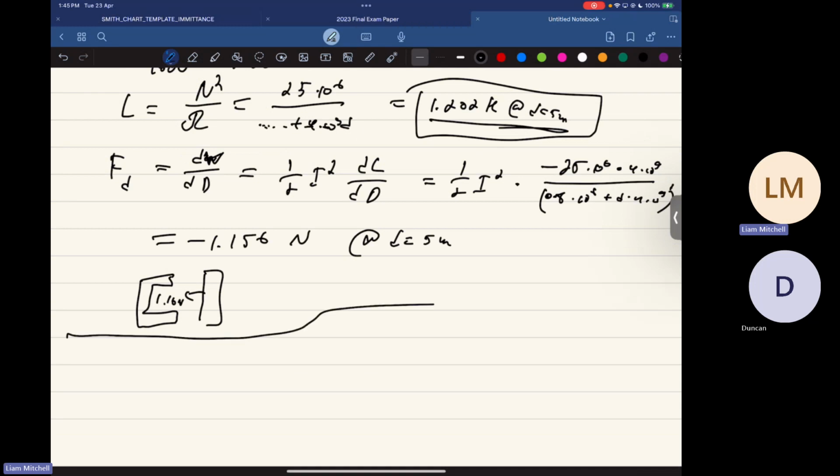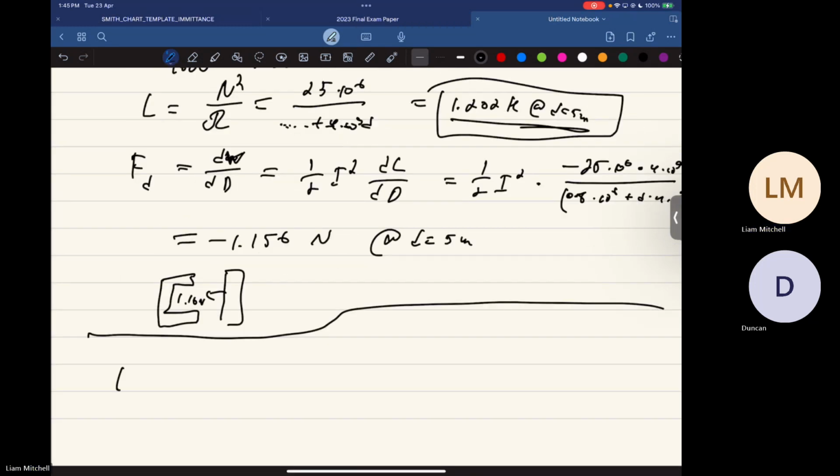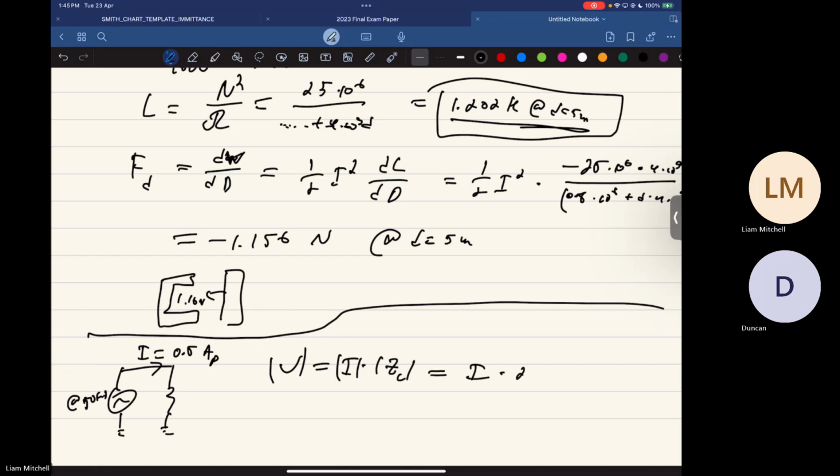This is just your 2134 material. You have a voltage source at 50 Hz, and you have a coil. You know the current I is 0.5 amps peak, not RMS. The voltage is just the magnitude of I times the magnitude of the impedance of the inductance, and this is just I times 2 pi f L.